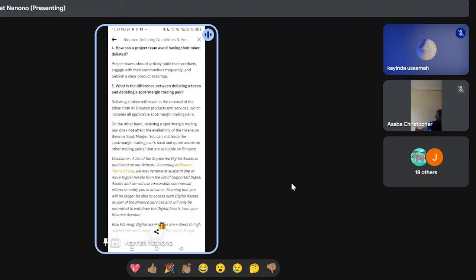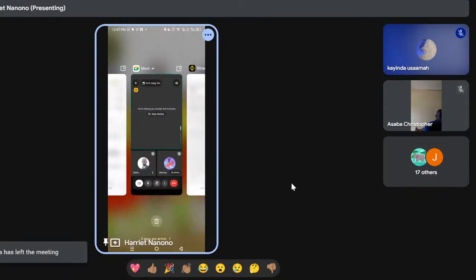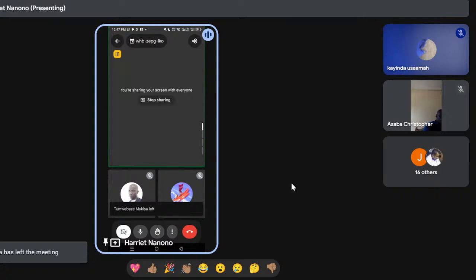On the other hand, delisting a spot trading pair does not affect the availability of the token on Binance spot and margin. You can still trade the spot and margin pairs based on quote assets on other trading pairs. If they remove it from futures, the spot can remain. And I have said delisting a coin from Binance does not mean that it is also delisted in other exchanges.